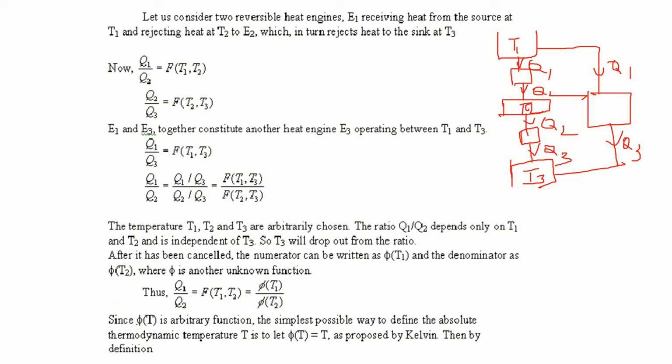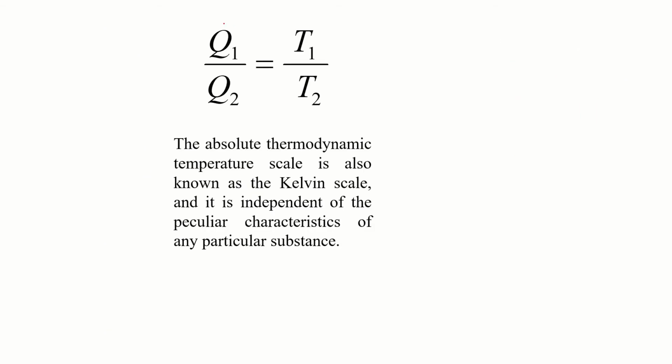So phi of t is an arbitrary function. This can be read as phi of T1 by phi of T2. It is some function depending on temperature T1, and some other function depending on temperature T2. So in general, T can be represented as phi of T. Say phi of T is equal to T, as proposed by Kelvin. Then by definition, we can write Q1 by Q2 is equal to T1 by T2.